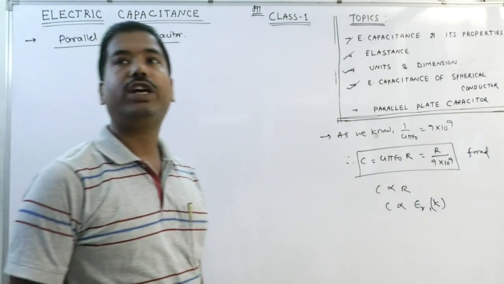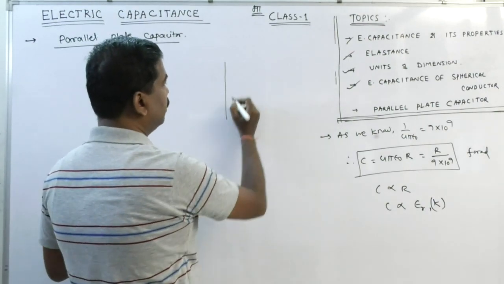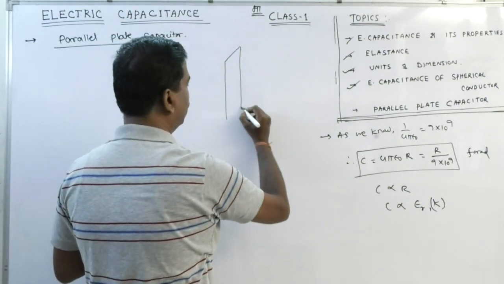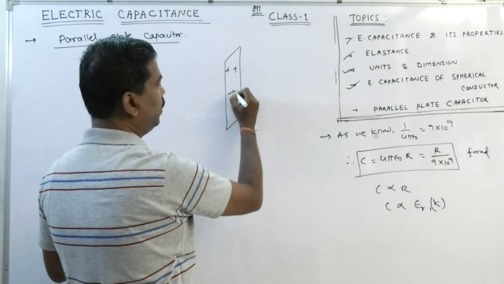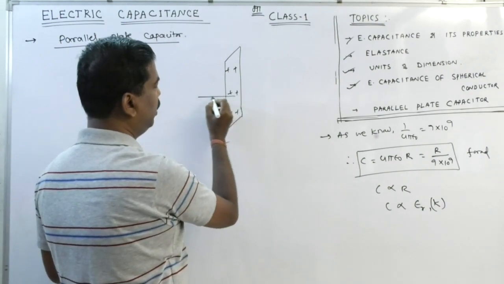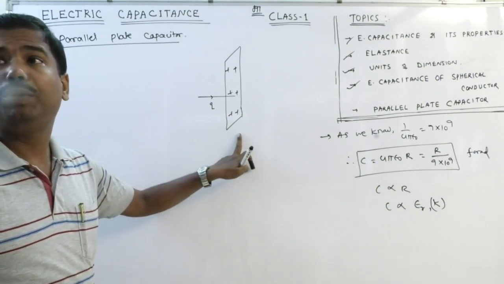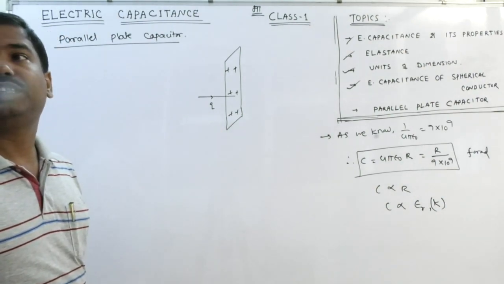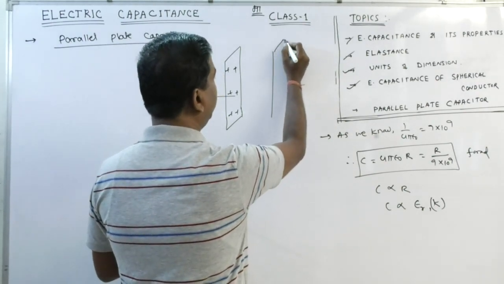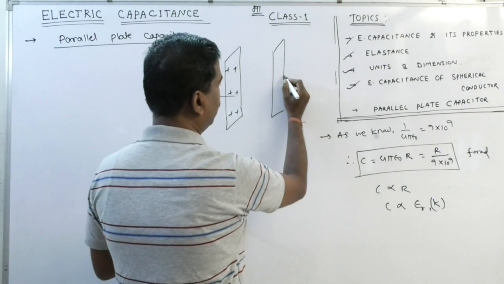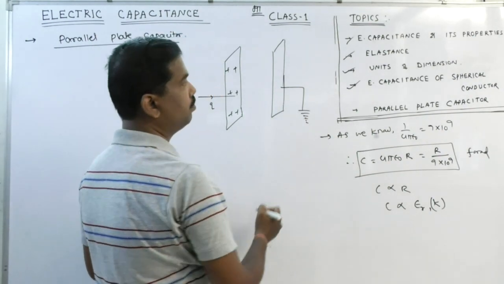Parallel plate capacitor. What is a parallel plate capacitor? Listen to me. This is one parallel plate. Let it be supplied with the charge Q. This is a parallel plate supplied with the charge Q. Another plate is placed nearby it. Clear?